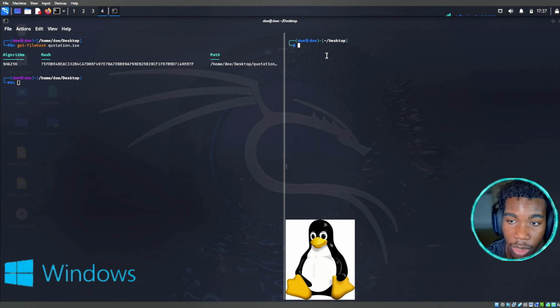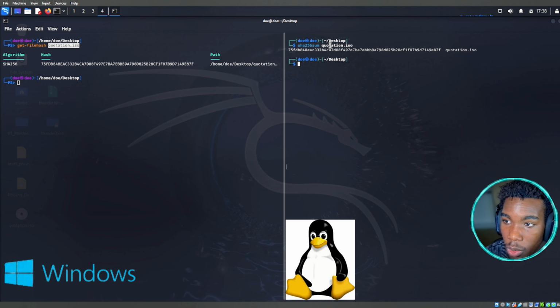And then to do that here in Linux, you would use the sha256sum command. And then same thing here, you would run the file name, and then here's that hash. You can see they're the exact same on both sides, but a lot of times we actually submit MD5 hashes when we're using reputation checks.